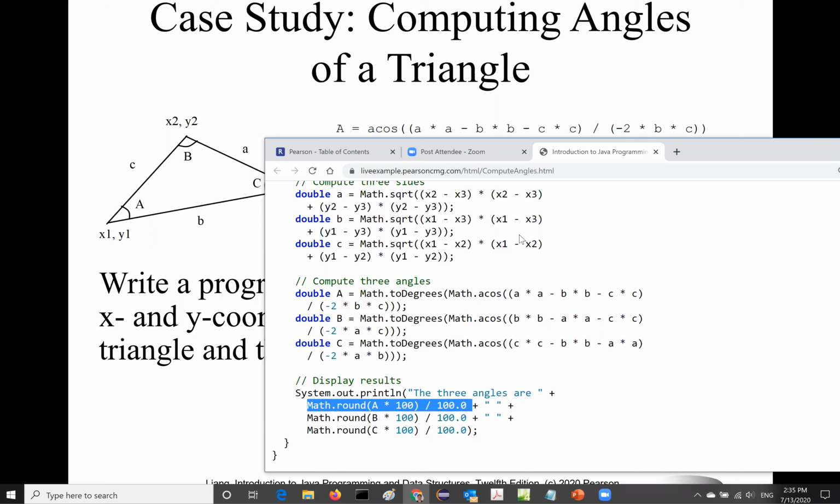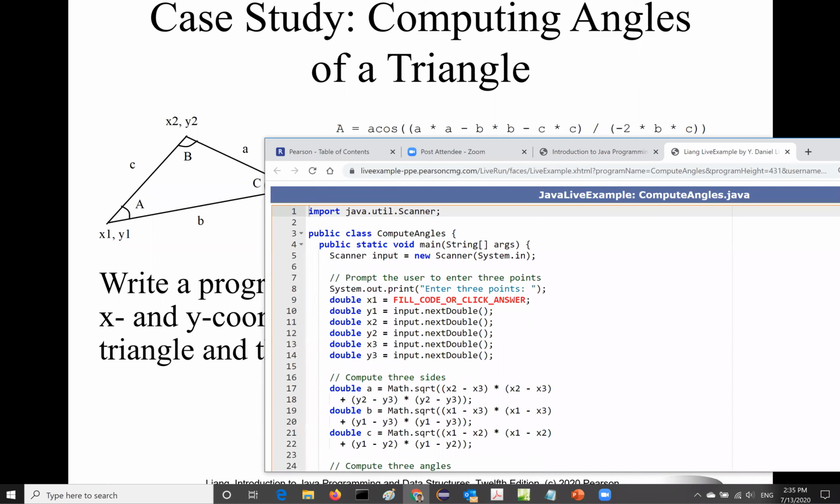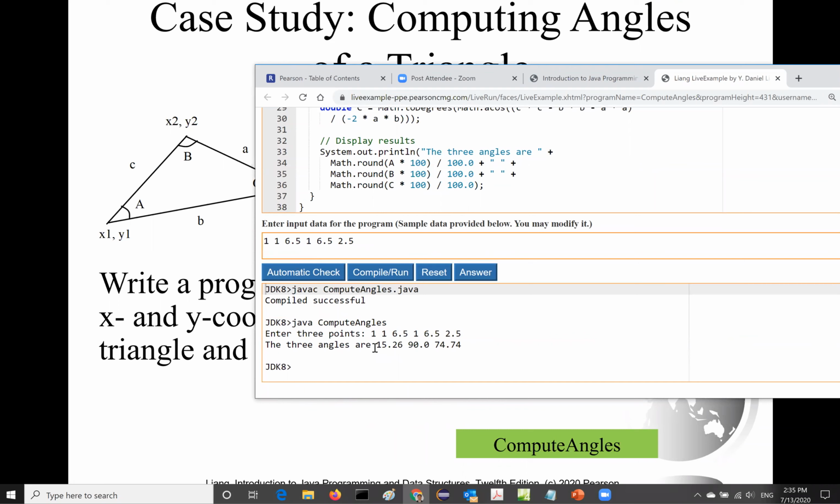So when you run this program, this is the output you're going to see: 15.26 for angle A, and 90 for B, and 74.74 for C. So where's the input of these 3 points?